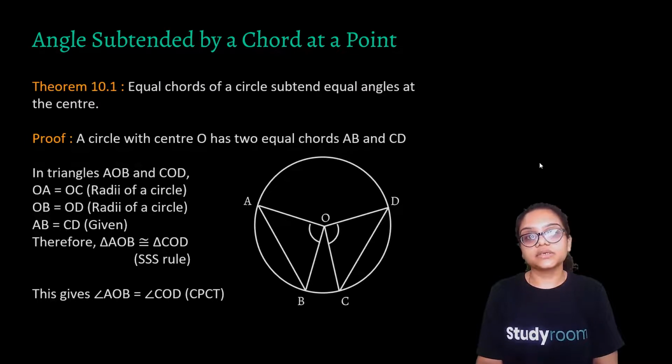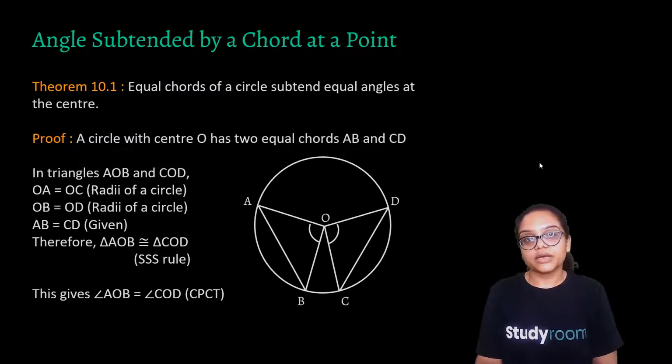Equal chords of a circle subtend equal angles at the center. So similarly, when we take a point R, here the point is the center. And when a chord subtends an angle, that means it creates an angle with the center, then two chords of equal length would subtend equal angles. So here AB is equal to CD, so angle AOB would also be equal to angle COD.